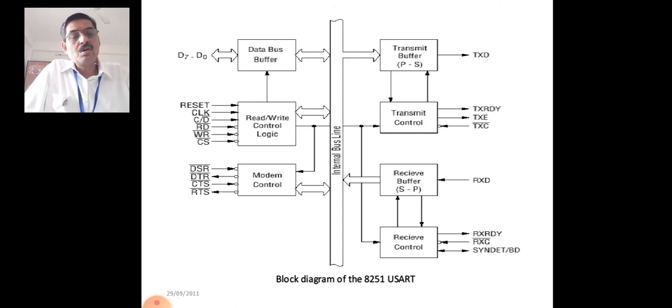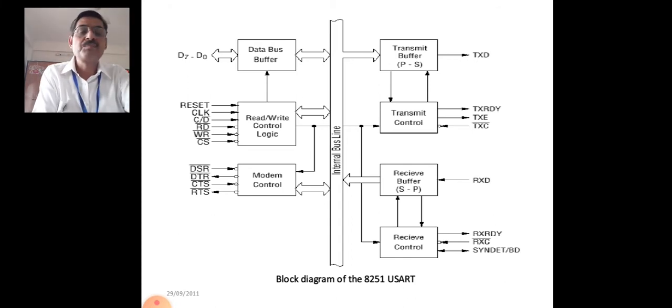Now, the main blocks of this IC are the transmit control and transmit buffer, and the receive control and receive buffer. These are the two groups of blocks. The upper two blocks are used for the transmitter and the lower two blocks are used for the receiver. We know that the 8251 is basically used to transmit or receive serial data. So each 8251 has a transmitter as well as a receiver, and each has two blocks.